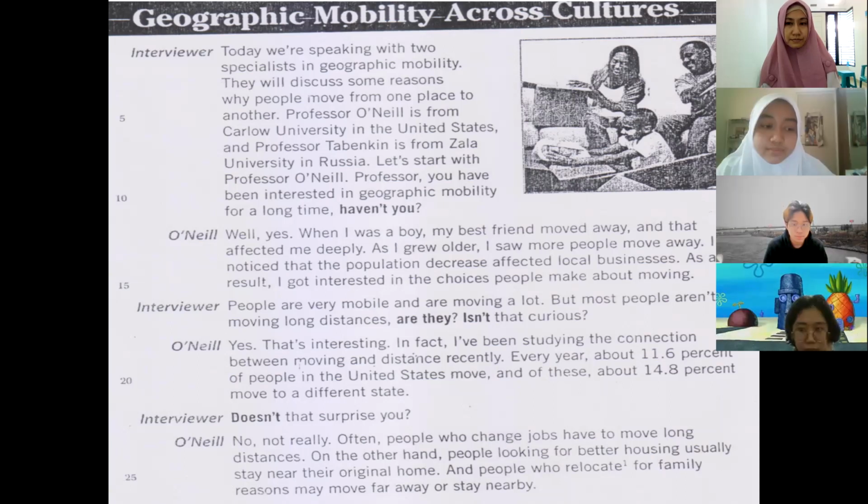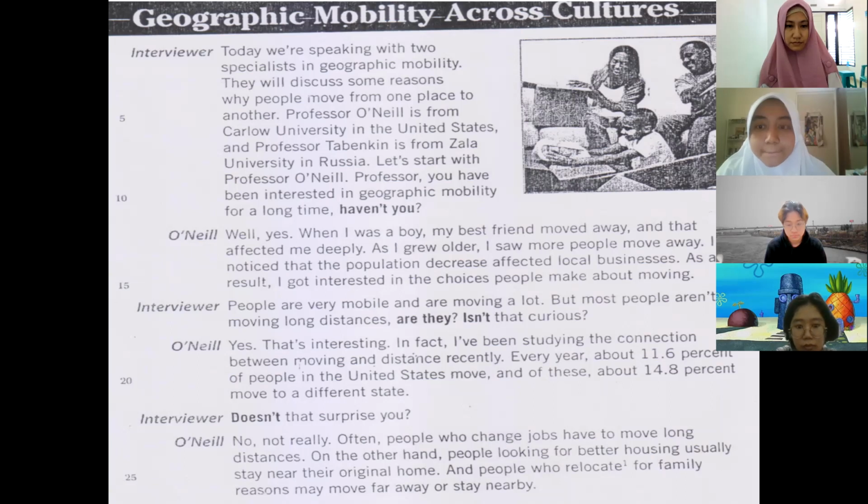Well, yes. When I was a boy, my best friend moved away, and that affected me deeply. As I grew older, I saw more people move away. I noticed that the population decrease affected local business. As a result, I got interested in the choices people make about moving. People are very mobile and are moving a lot, but most people aren't moving long distances, are they? Isn't that curious? Yes, that's interesting.